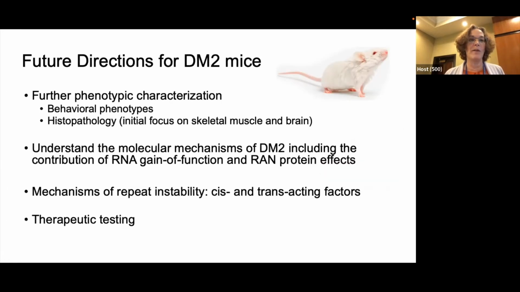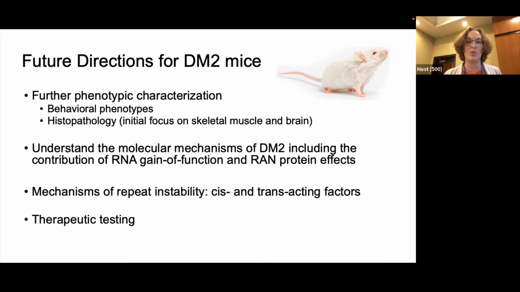So some of the future directions are, we need to do a lot more work. These are all unpublished, very recent results. We need more phenotypic characterization of the animals. We need to really understand the skeletal muscle and the brain histological features. So we're going to focus on that initially. We think it's a great tool to really understand the molecular mechanisms of this disease.